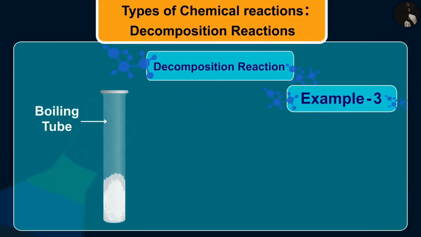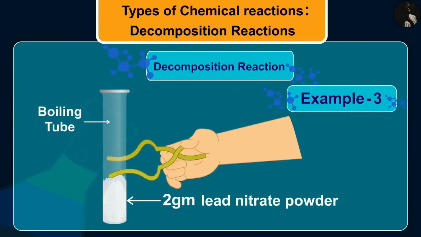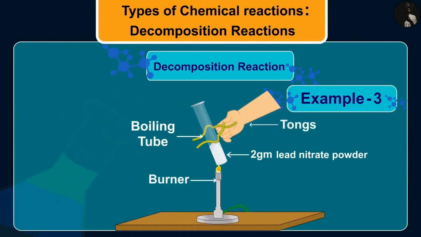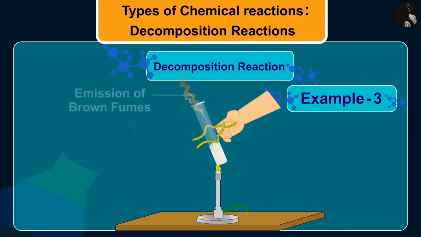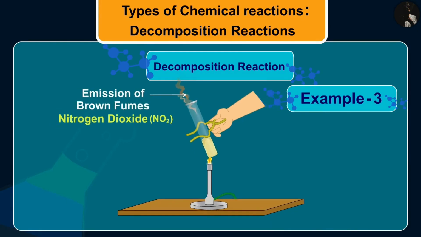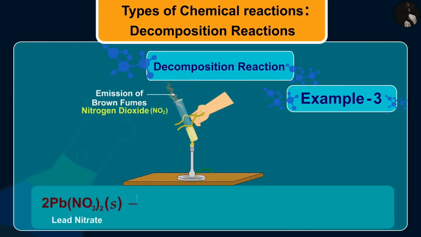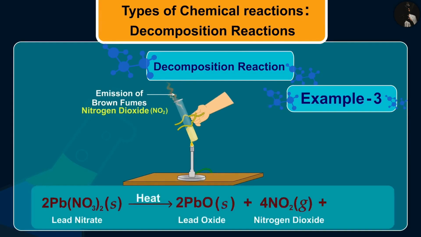Take about 2 grams of lead nitrate powder in a boiling tube. Hold the boiling tube with a pair of tongs and heat it over a flame. You will observe the emission of brown fumes. These fumes are of nitrogen dioxide, NO2. The reaction that takes place is: lead nitrate decomposes to form lead oxide, nitrogen dioxide and oxygen.